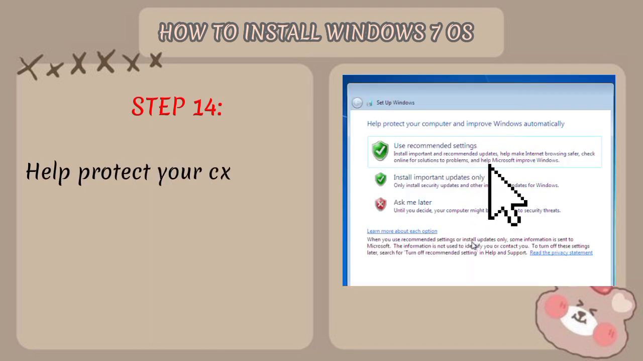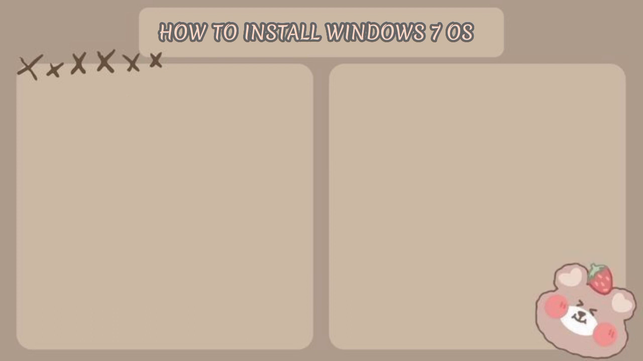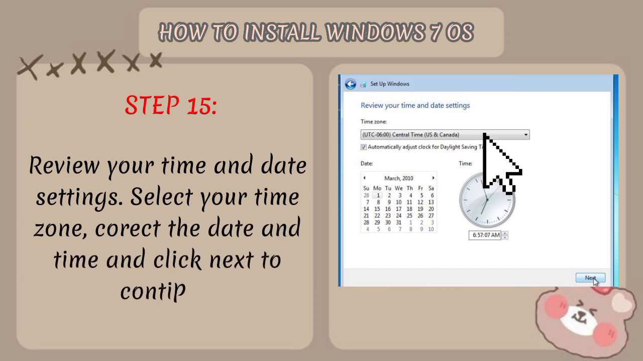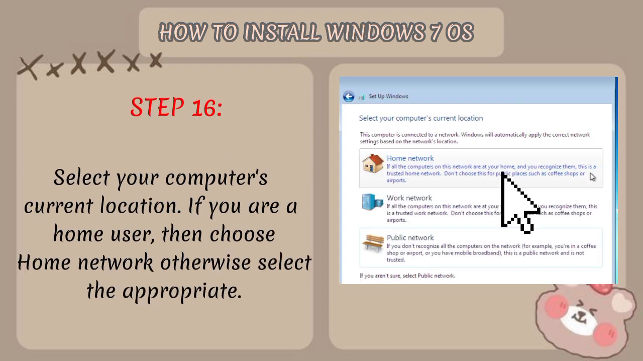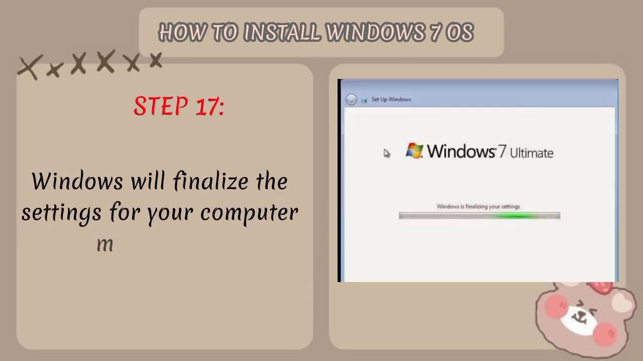Step 14. Help protect your computer and improve Windows automatically. Choose Use recommended settings. Step 15. Review your time and date settings. Select your time zone, correct the date and time and click Next to continue. Step 16. Select your computer's current location. If you are a home user, then choose Home Network. Otherwise, select the appropriate one. Step 17. Windows will finalize the settings for your computer and restart.